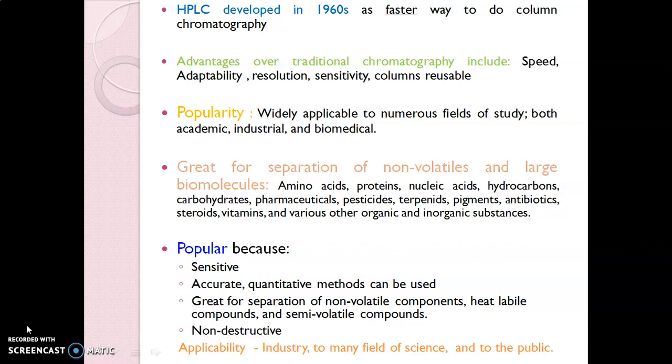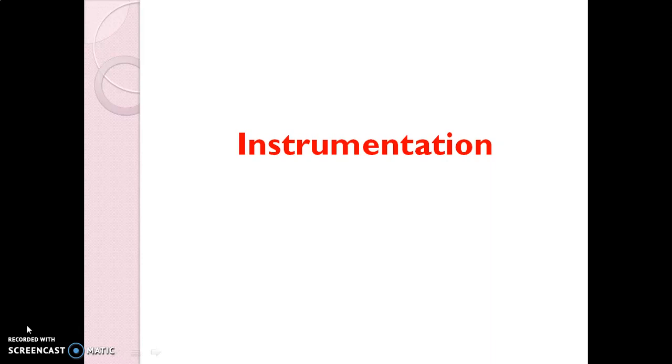Then it is an accurate and quantitative method. It is very accurate and quantitative, and it is great for separation of non-volatile, semi-volatile, and heat-labile compounds, and it is a non-destructive technique, meaning we can recover our sample as it is. Our sample's nature is not altered by this technique. Then applicability in industry, in many fields of science, and for public use, it is most widely used. Now in the next part we are going to see about the instruments.